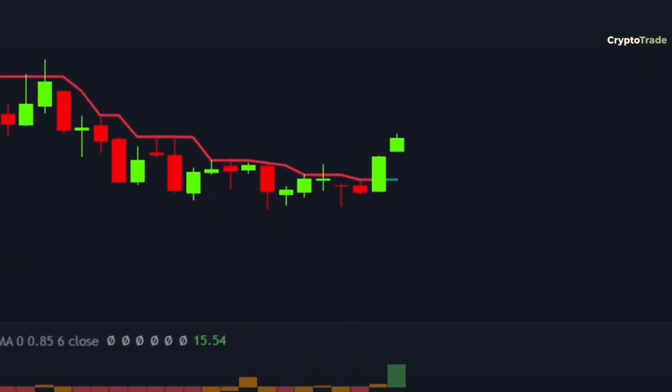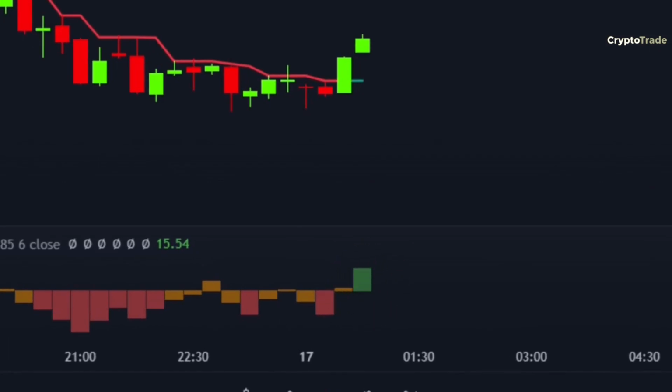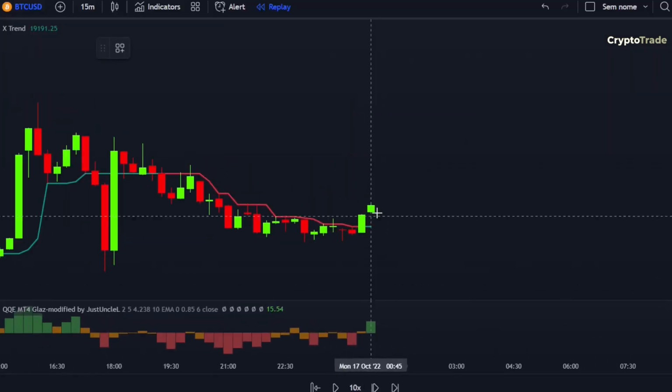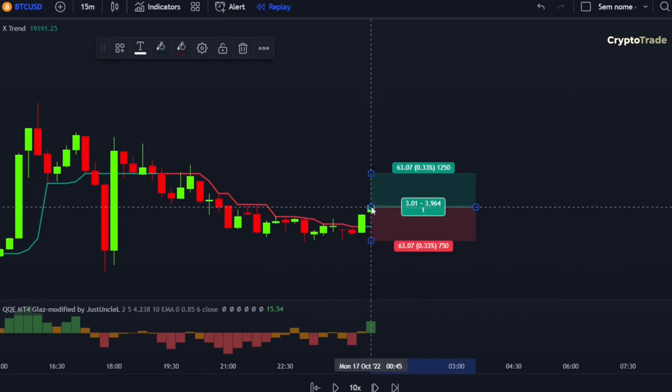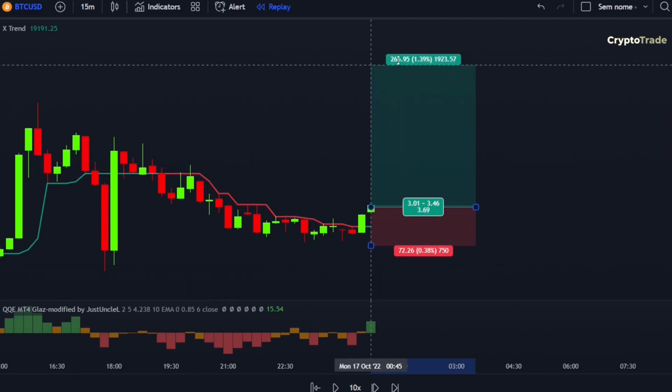The market is above the extreme trend line and the trend line is green. The QQE threshold indicator is green. As these conditions are met, place a buy order at the close of the candle. Place the stop loss below the nearest swing low. Do not set a take profit.